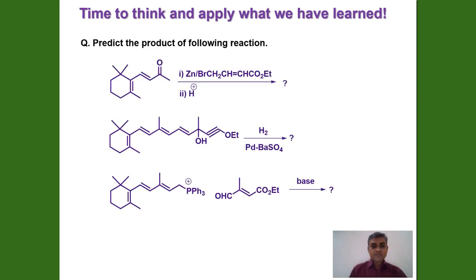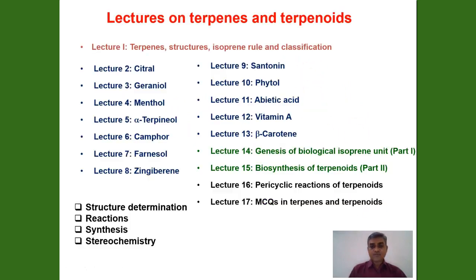And the last problem is related to predicting the product of reactions. Here the Reformatsky reaction is involved. Here is Lindlar's catalyst, partial reduction will take place, and then there is a Wittig reaction. So Reformatsky, Wittig, Lindlar catalyst, all of them are very important reactions from an organic synthesis point of view. So students should practice predicting the products of such reactions. So in this way, we have completed the discussion on vitamin A.